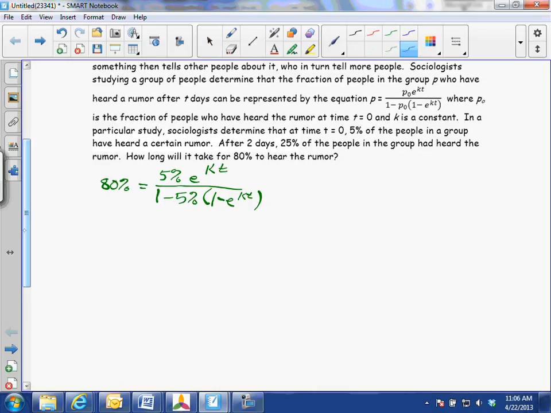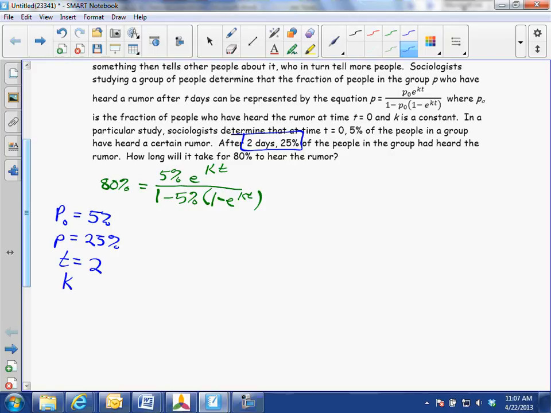Use 25, because that's after 2 days. In this case, we're going to split 2 for T. I would say, okay, P sub 0 stays the same no matter what. That's our starting point, that's 5% of our people, right? P, in this case, if we're using this information, P is going to be 25% because that's at time 2 days.